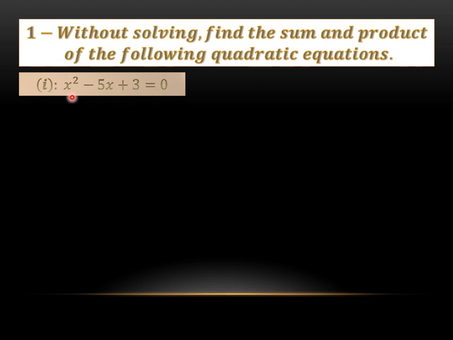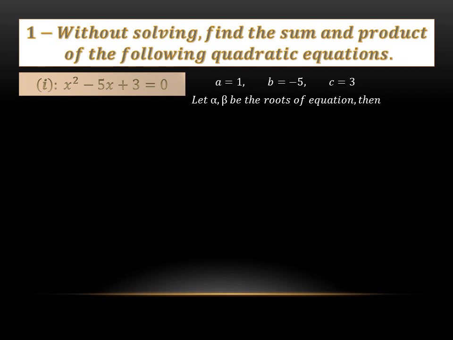Part 1 states x squared minus 5x plus 3 equals 0. First of all, we have to look for the values of a, b and c because we need those values to find the sum and the product. So the value of a here is 1, b is minus 5 and c is plus 3. Let alpha and beta be the roots of the equation. This is the general line. You have to write it in every question because we have previously supposed alpha and beta as the roots of the equation, so in questions as well, we will suppose it.